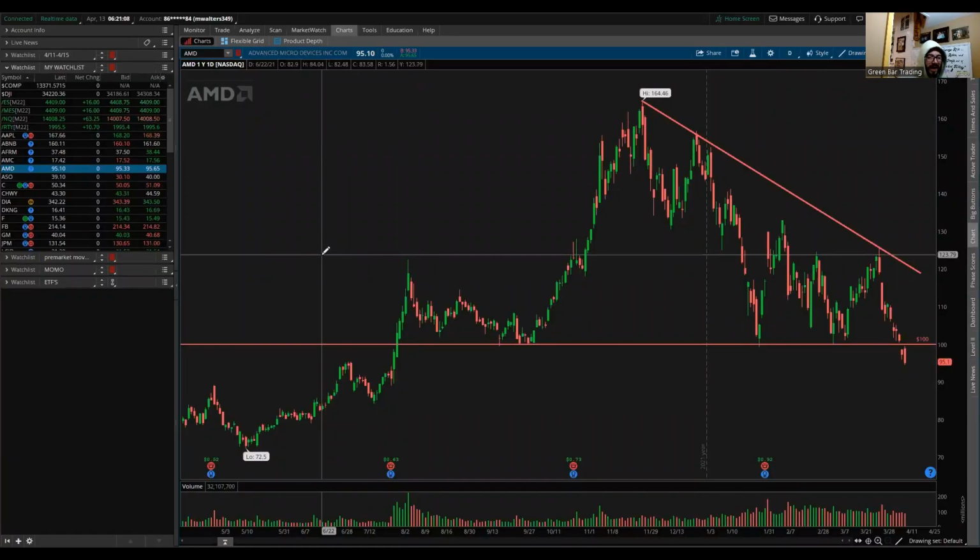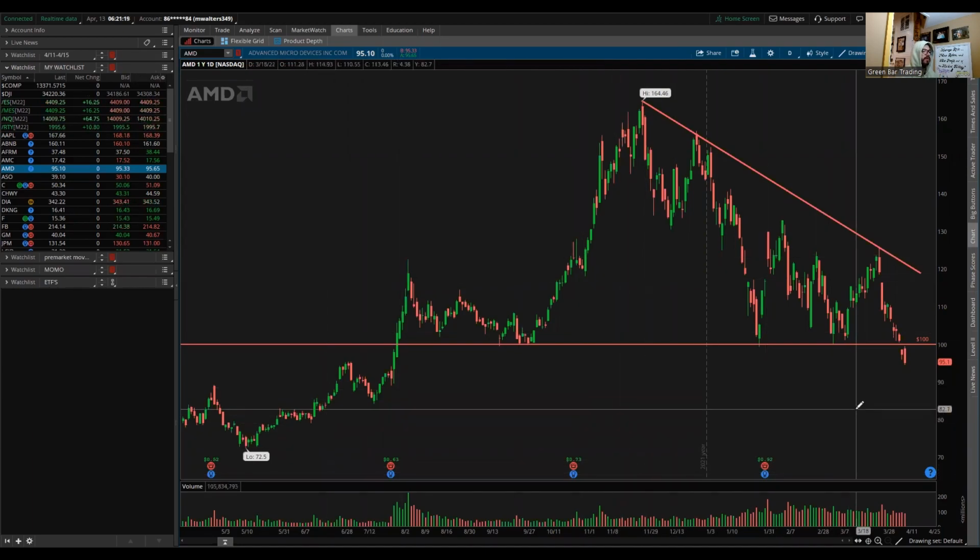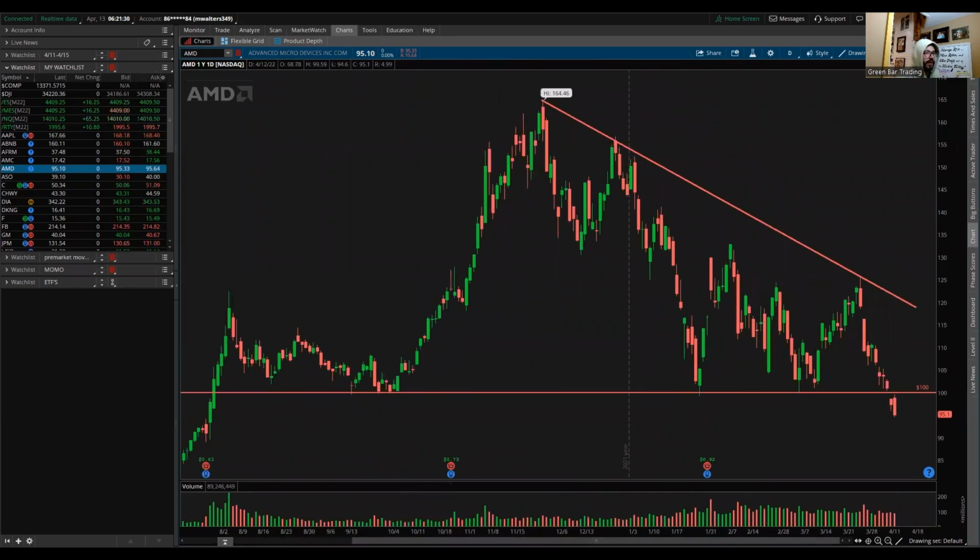So the break and retest, one of my favorite trading patterns ever. I love this pattern. It's always so low risk, such high reward. Because what you're doing is, and the example we're using, including my live trades that I'm going to show you in a second with my result, is this break on AMD.